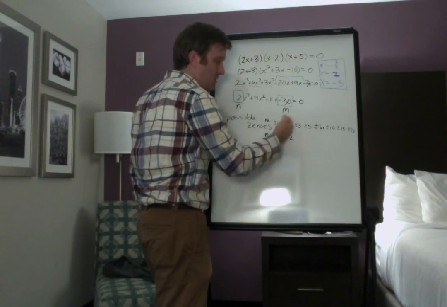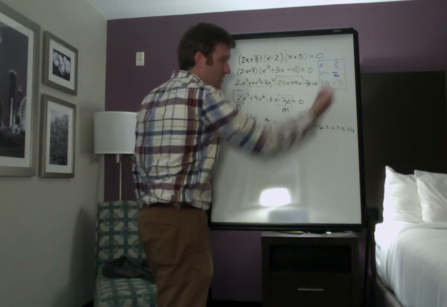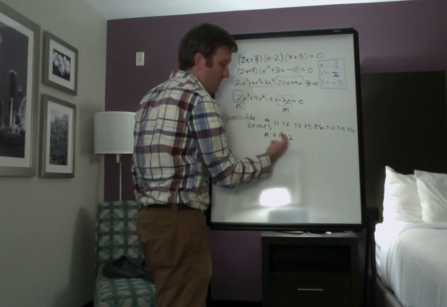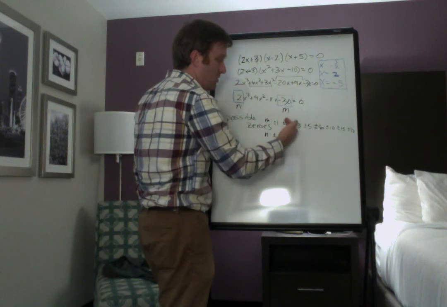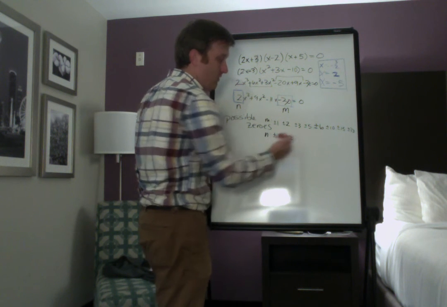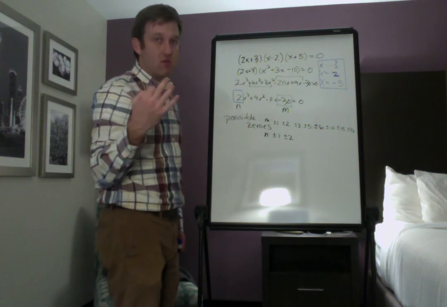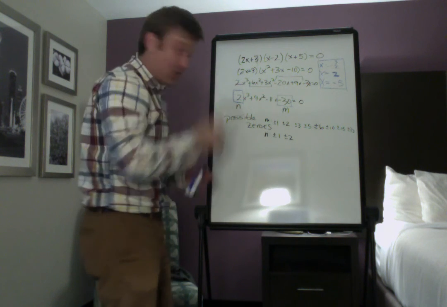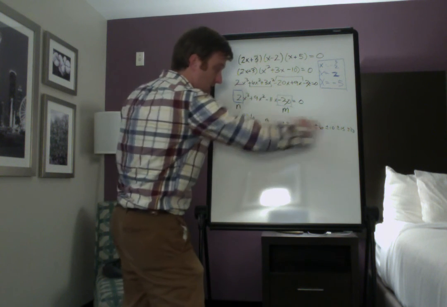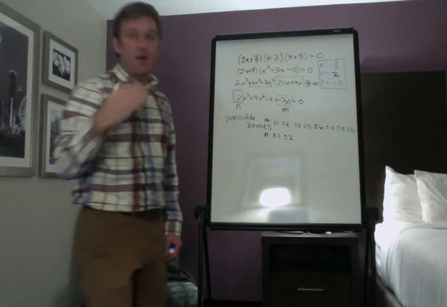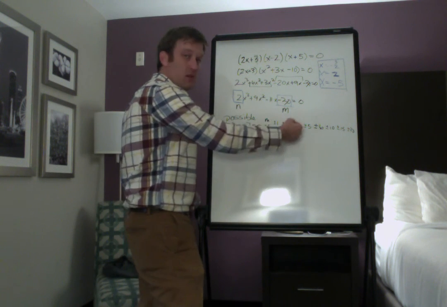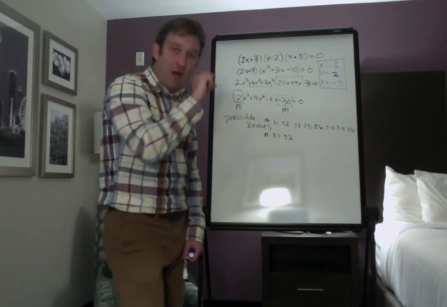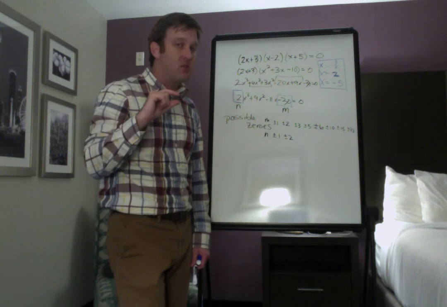X equals 2, you take the 2 from here and the 1 from here. X equals negative 5, you take the negative 5 from here and the 1 from here. Okay, so it's 5 over 1, 2 over 1, and 3 over 2. Those are my 3 zeros. And so what you do is you use this knowledge right here to generate your possibilities. Then you start with easy ones like 1, 2, and 3, and you drop those into synthetic division.